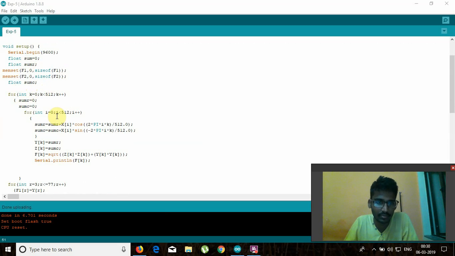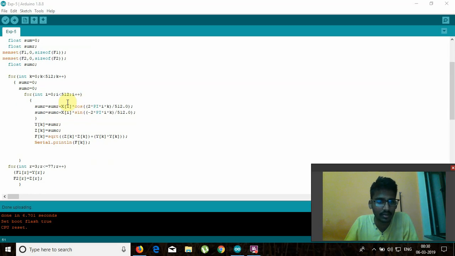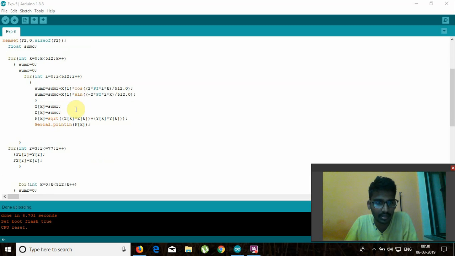x of k equal to summation of x of n into e power minus j omega n. And then that e power minus j omega n can be expressed as a sum of cosine and sine terms. And then we'll calculate the magnitude with the help of this formula, square root of real part square plus imaginary part whole square. And then we'll plot the output of the DFT.